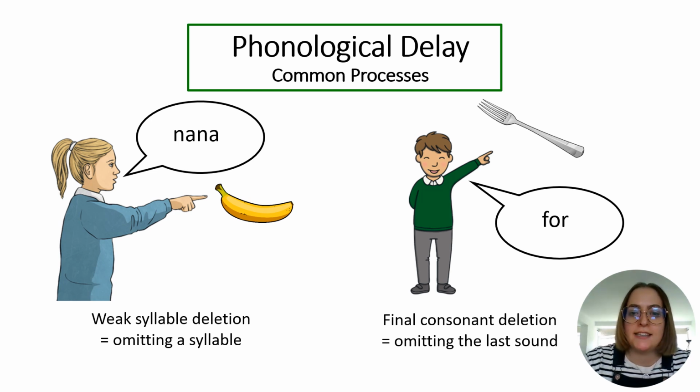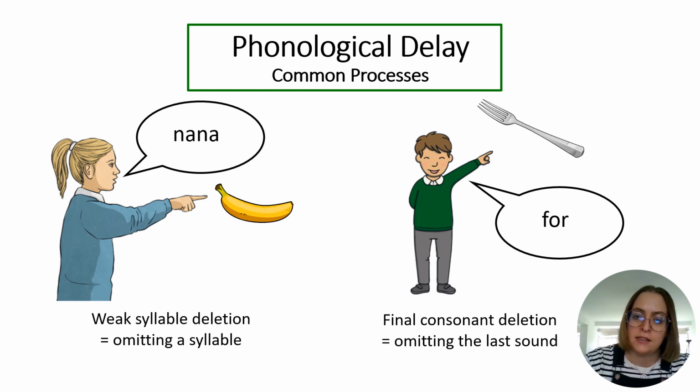Some common processes of phonological delay include weak syllable deletion. This is where a child omits a syllable in a word. So for example, banana becomes nana. And final consonant deletion. This is where the child omits the final sound in a word. So for example, fork becomes for.